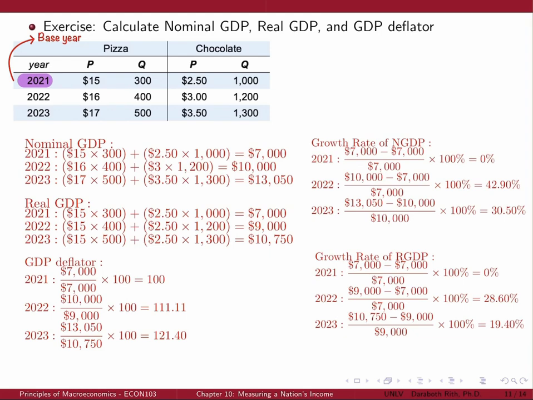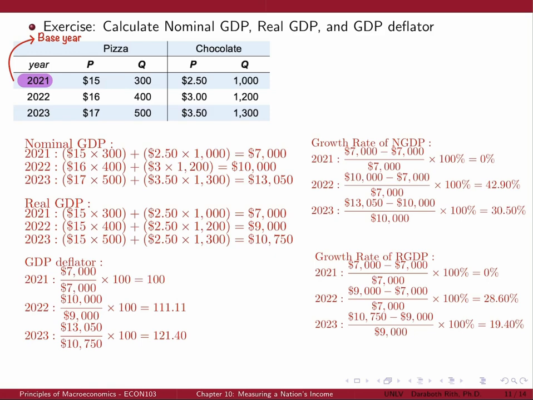If we do the same step to find the growth rate of real GDP, we can do as follows. For year 2021, real GDP of 2021 is $7,000. Growth rate of real GDP 2021, so you take $7,000 minus $7,000 divided by $7,000 times 100%, that equals 0%. Note that the growth rate of real GDP as well as the growth rate of nominal GDP for the base year is always 0%.